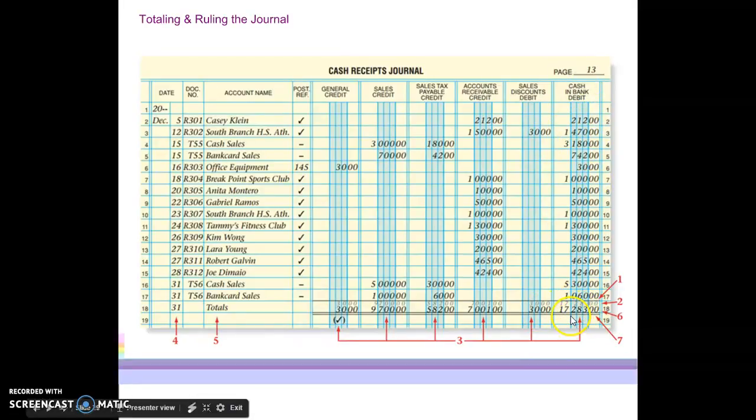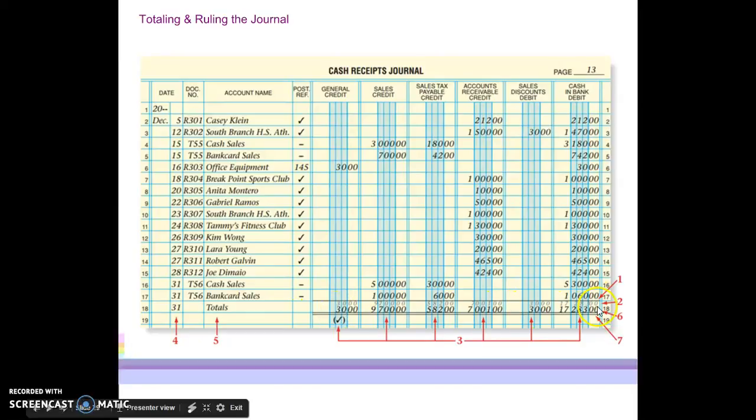If everything proves, your debit column numbers, which is sales discount and cash and bank, will equal the sum of your accounts receivable credit, sales tax payable credit, sales credit, and general credit columns. If the sums of those columns equal each other, then you have proved the journal. Remember, in terms of calculations, a single rule indicates calculations are going to take place.